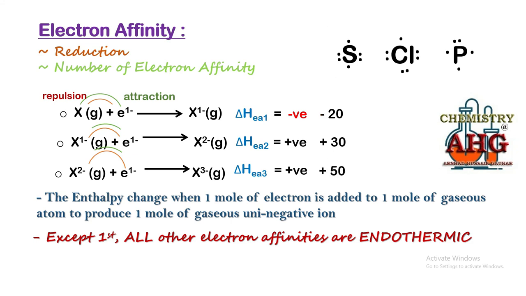Based on this, you must remember, first electron affinity of any element is always exothermic. But if you have been given first and second electron affinity for any element, the sum of first and second electron affinity is always endothermic. And likewise, if we add up first, second and third electron affinity, the sum for any element is also always endothermic.